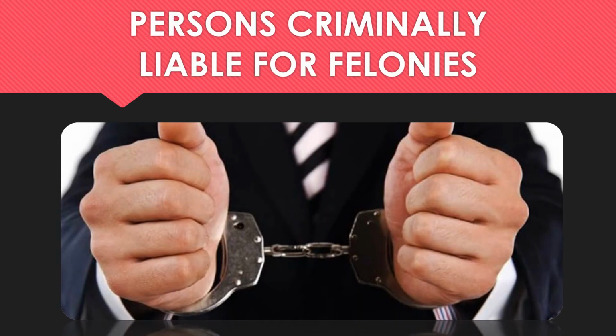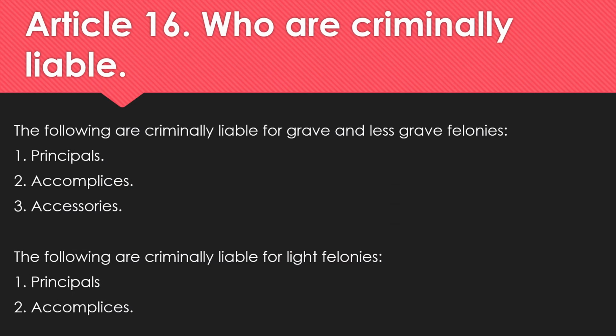Persons criminally liable for felonies. Article 16, who are criminally liable. The following are criminally liable for grave and less grave felonies. So they are categorized as grave and less grave felonies and light felonies. Now here, there are three categories of persons who will be criminally liable in the grave and less grave felonies. Number 1, the principals or the authors of the crime. Number 2, accomplices. And number 3, the accessories to the crime.